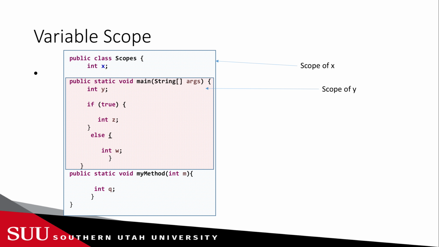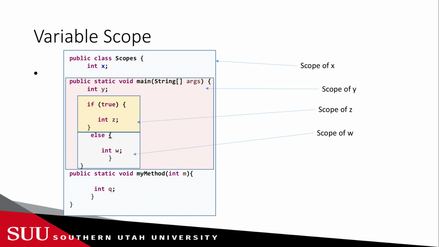What about the scope of z? It is only this part of the if statement. How do I know it's only this part of the if statement? Because I opened up a block of code and closed it with the other curly bracket, and whatever is inside the curly brackets is my block of code. Similar thing for the else statement, which is now the scope of w.